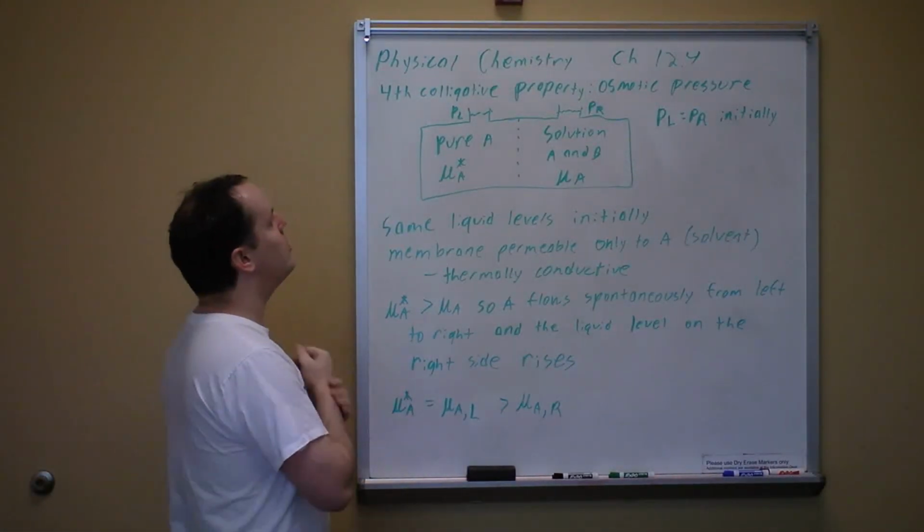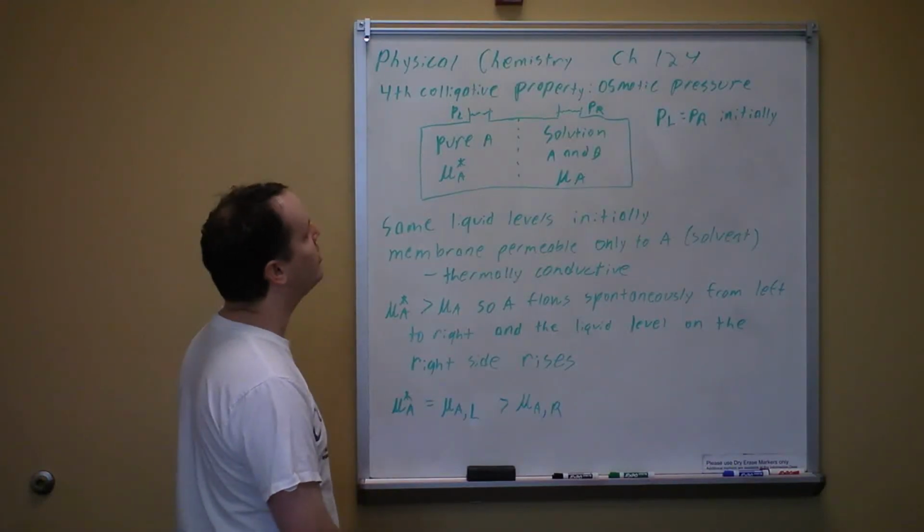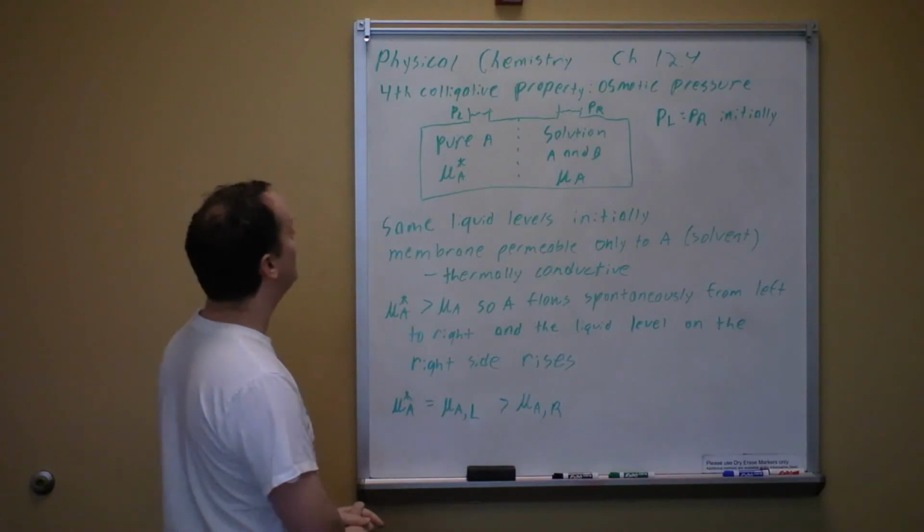Continuing on physical chemistry, chapter 12, we're starting section 4 now. We're going to talk about the fourth colligative property now, which is osmotic pressure.